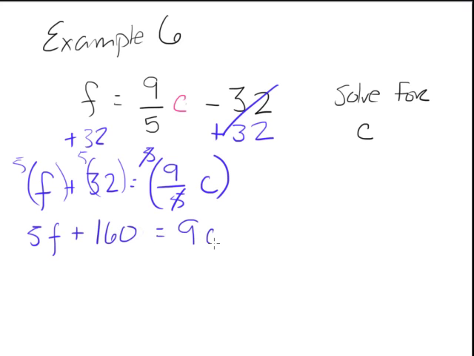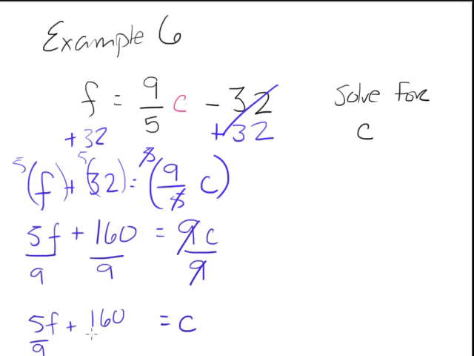Equals 9c. Now I'm going to divide every term by 9 so I could get rid of this 9 and c could be by itself. So I'm going to divide this by 9, this by 9, and this by 9. That's going to cancel out my 9 on the right hand side, and I'm left with just c on the right hand side. Then I'm going to have 5f over 9 add 160 over 9. And I can't reduce that anymore, so I'm just going to leave it as is.